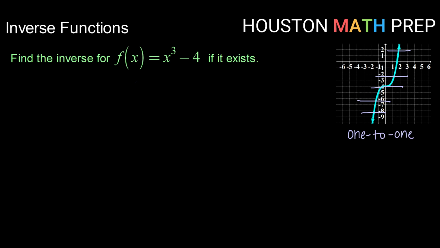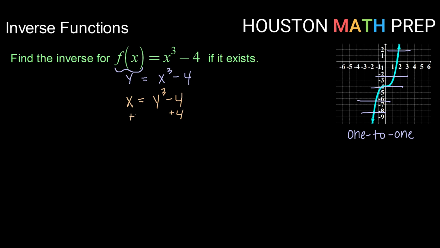So we do have an inverse, so we want to swap our inputs and outputs. Now remember, f of x is another way of expressing y values. So this is the same as y equals x cubed minus 4. So when we want to switch our x and y, then we'll have x equals y cubed minus 4. Now we have our inverse. All we need to do is solve it for y.